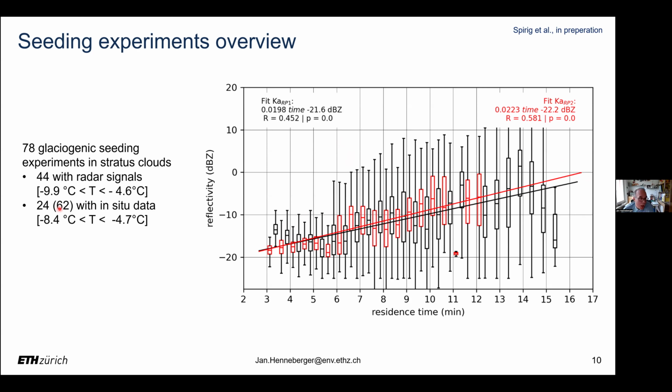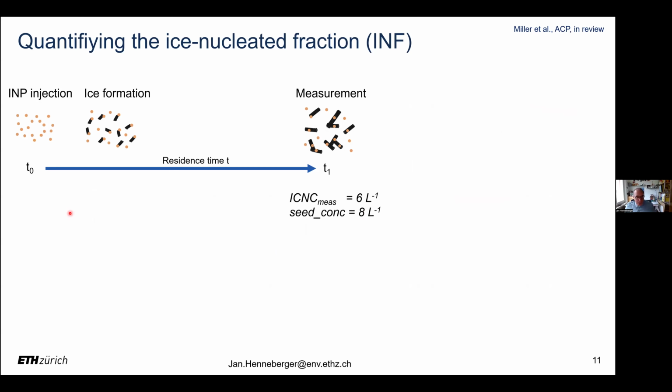And we have now analyzed 24 seeding signals in situ data. We might have 62 with in situ data, but it needs more time to analyze it. Okay, first thing we want to quantify was the ice nucleated fraction. So what is the fraction of the seeding particles forming ice?